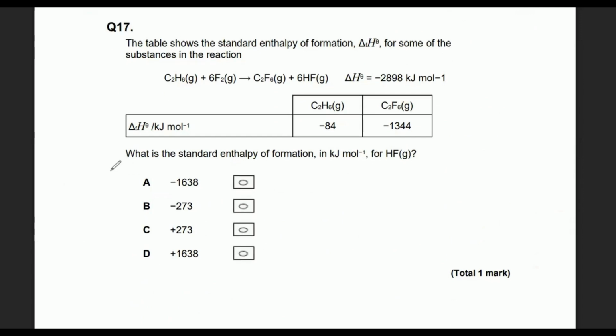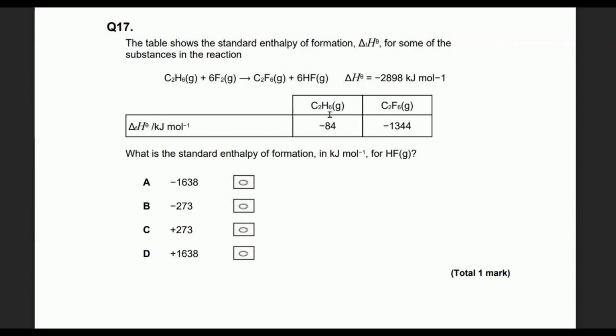Question 17, got some multiple choice coming up. So the table shows the standard enthalpy of formation for some of the substances in the reaction. We've got ethane plus 6 fluorine molecules goes to whatever the hell that is. I'm not even going to attempt to say it. Hexafluoroethane, oh, whatever. Plus 6 hydrogen fluoride. And the enthalpy of this reaction is minus 2898. What is the standard enthalpy of formation for HF?